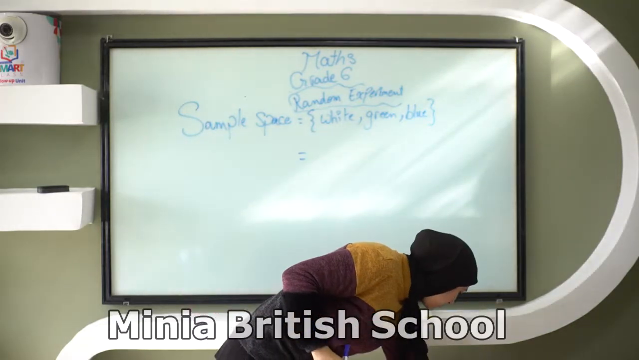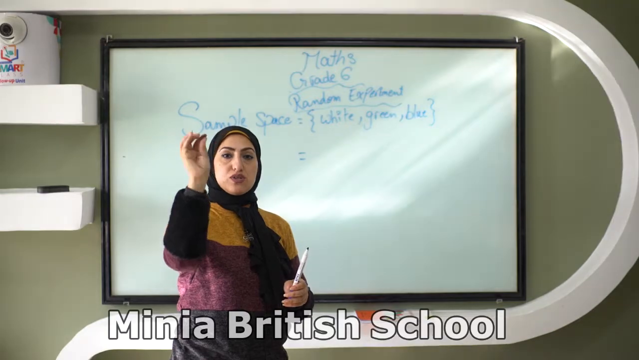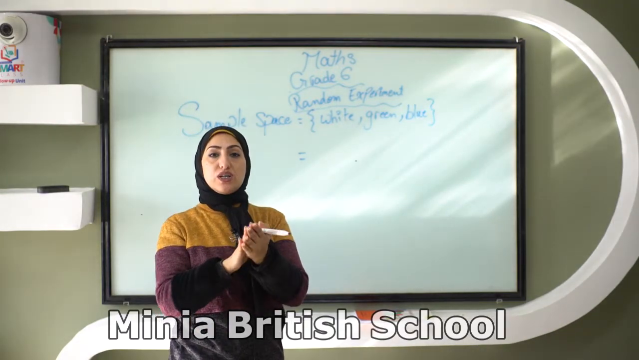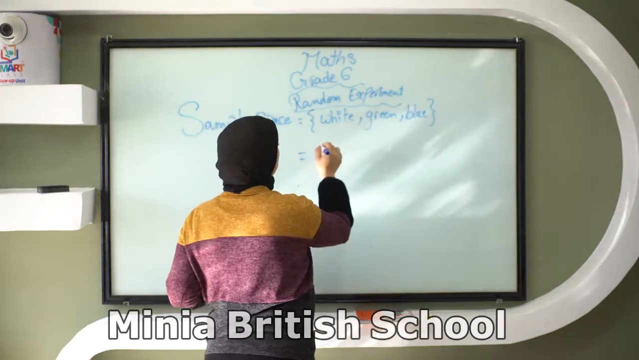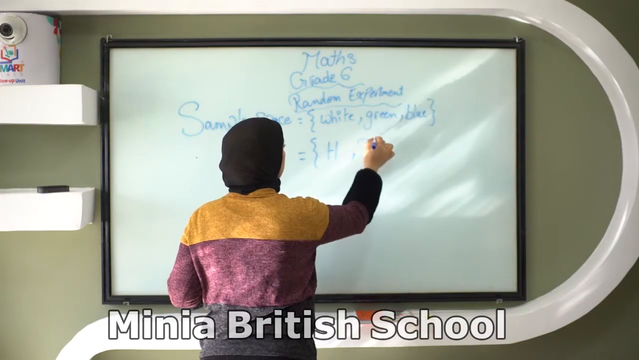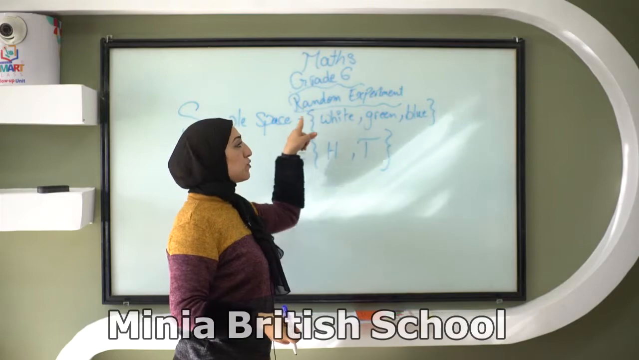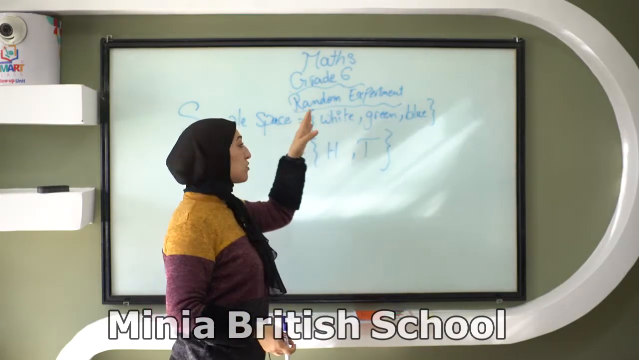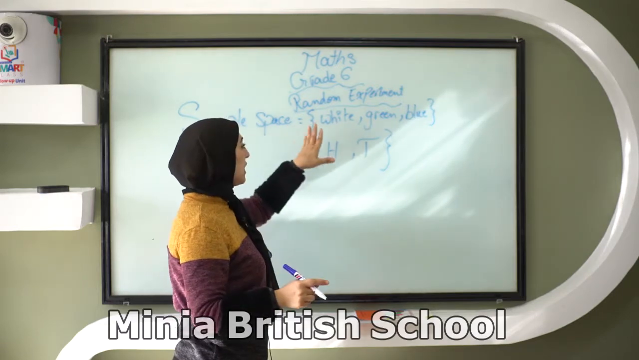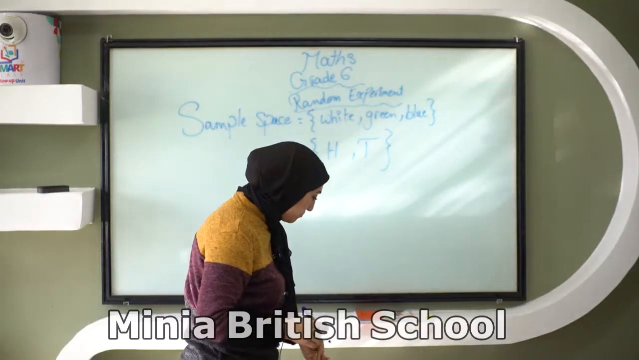Another one: if I have a coin, all of you know the coin, if I toss it, what are the outcomes? It will be head and tail. Why do I put braces? Because this is a set. Sample space is a set that contains all the possible outcomes.